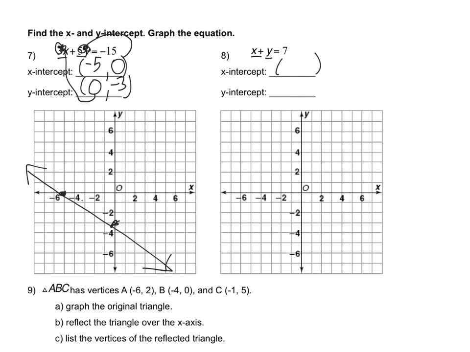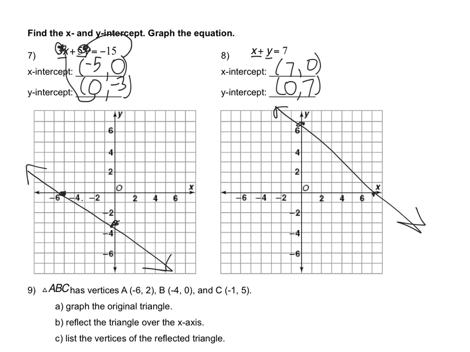For number 8, it's pretty easy here. Our x and our y-intercept, again, when you plug in 0 for x and 0 for y, you get 7 in both cases. So over 7 up 0 and over 0 up 7 gives you these 2 points. It's going to be a negative slope looking like this.